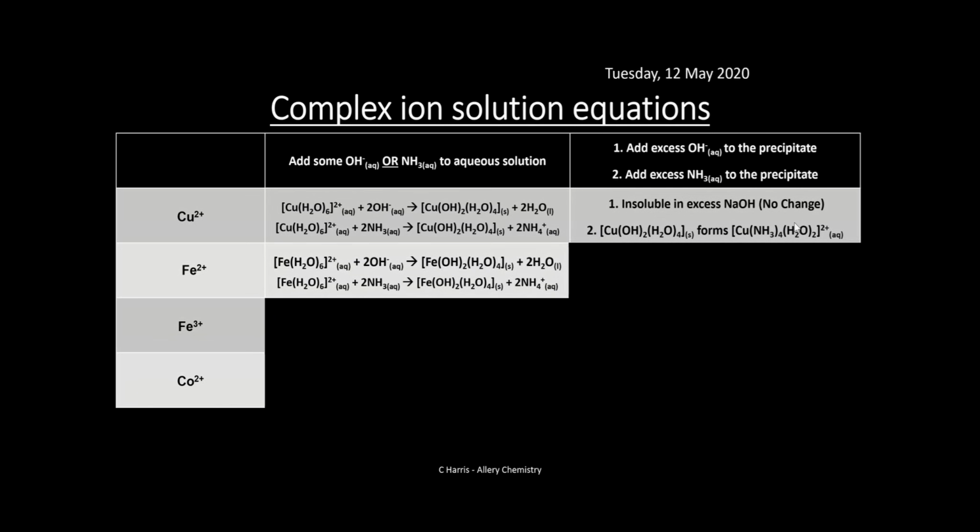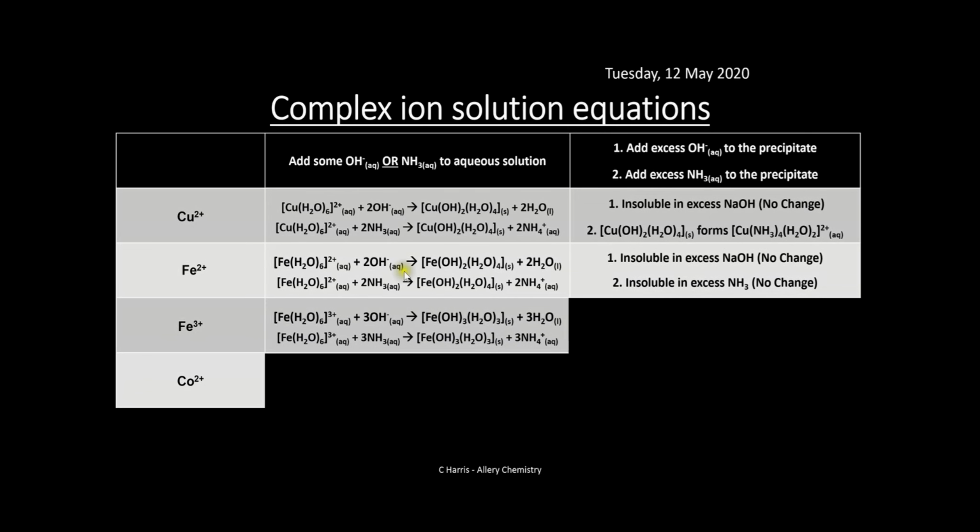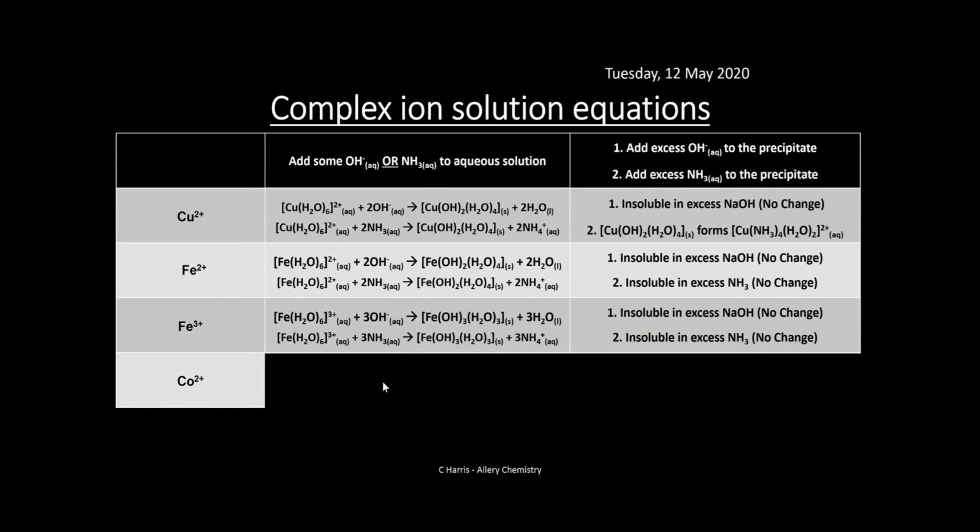Okay, so for iron, it's exactly the same for iron regarding the 2 hydroxides and 2 ammonias. And nice and easy, it's insoluble in excess hydroxide and ammonia, so there's no change. Now Fe3+ is a little bit different because we need 3 of them to form our neutral solid substance. So it's 3 OH and 3 NH3. And we get insoluble for both of them at the end there.